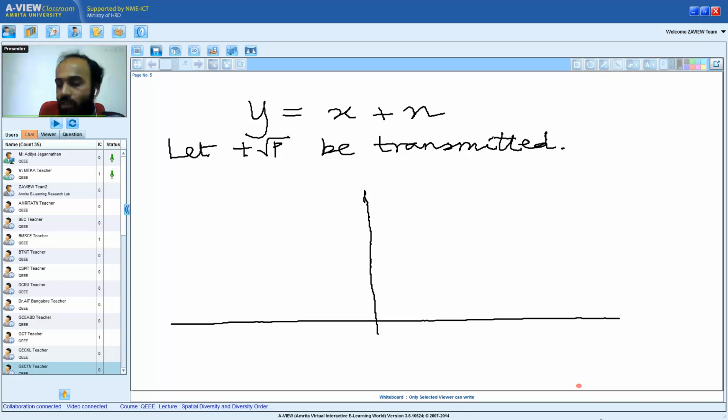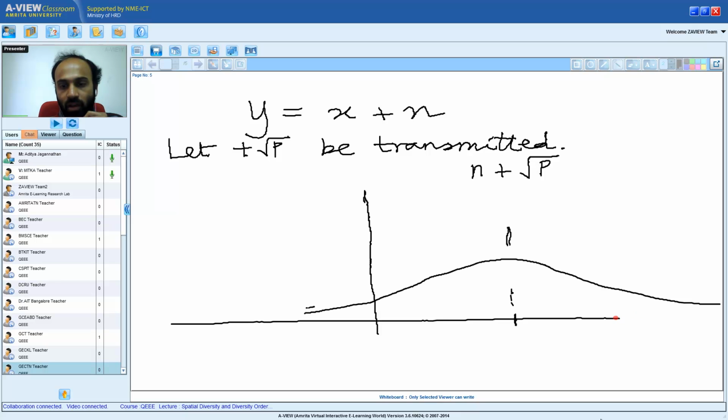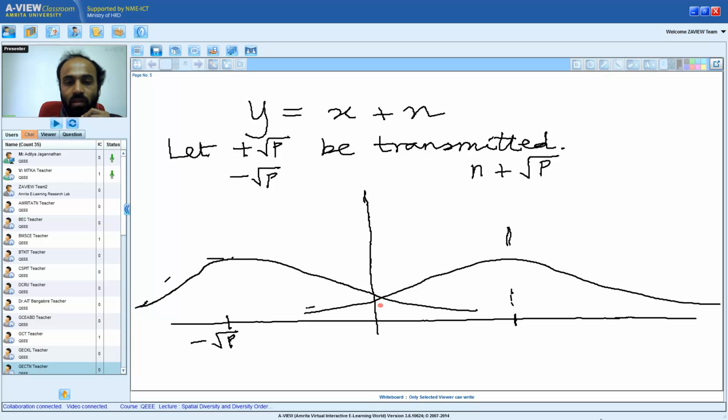So I'm getting the answer. It is a Gaussian that is centered at square root of P. I think VGAP has replied that it is Gaussian. That is because the noise is 0 mean. If x is plus square root of P, I'm receiving n plus square root of P. Therefore, what I will get is a Gaussian centered at plus square root of P. Similarly, when I transmit minus square root of P, I will receive a Gaussian centered at minus square root of P.